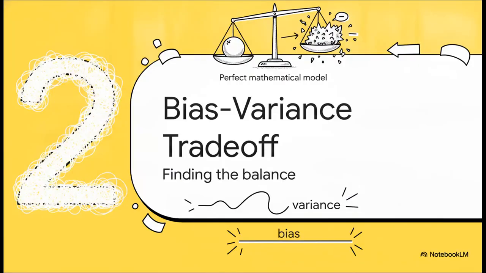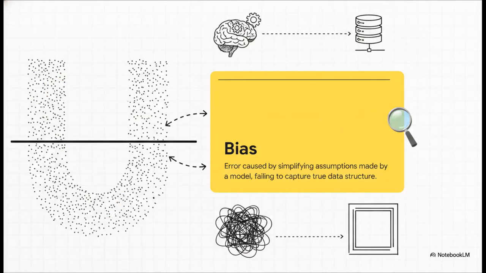Moving right along to Section 2, the bias-variance trade-off, finding the balance. Now that we've got our mathematical models, we run into our first major roadblock. Perfect mathematical models constantly struggle against the messy constraints of real-world data. Let's define the two opposing forces in this struggle.